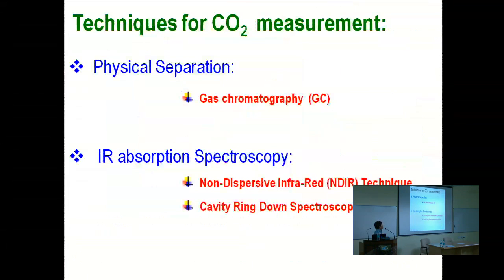So there are several methods for measuring atmospheric CO2. One is the gas chromatographic technique. Another is IR spectroscopy. IR spectroscopy covers the non-dispersive infrared radiation technique and the cavity ring down spectroscopy technique. I will briefly introduce all these techniques.